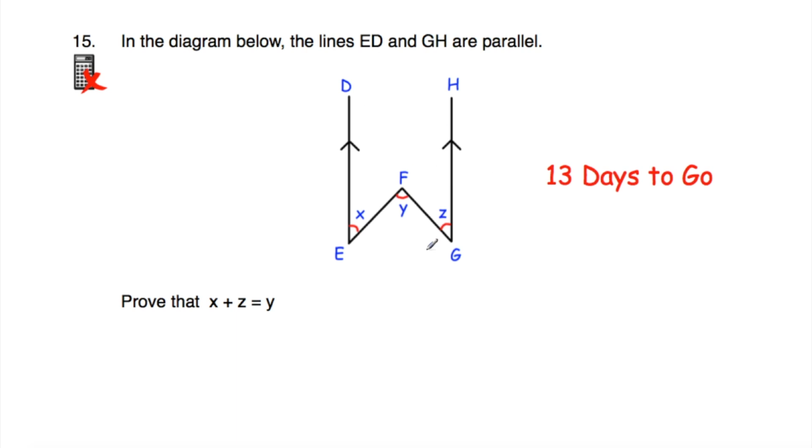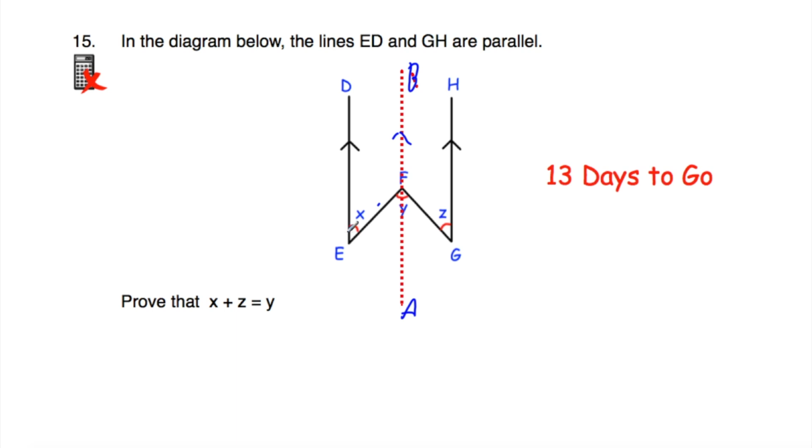So question number 15 is on geometric proof, and actually if you watched the video 13 days to go, I've actually gone through this question already. I think the question was turned sideways, but I showed why x plus z is equal to y. And the approach we're going to use in this question is we're going to split it. So we're going to draw another parallel line through F, like so. I'm going to call that line AB. So we've now got the parallel lines ED, AB, and GH, and we want to show that x plus z is equal to y.